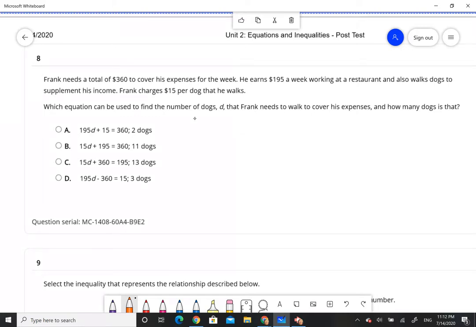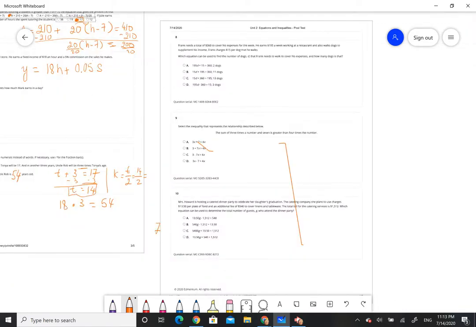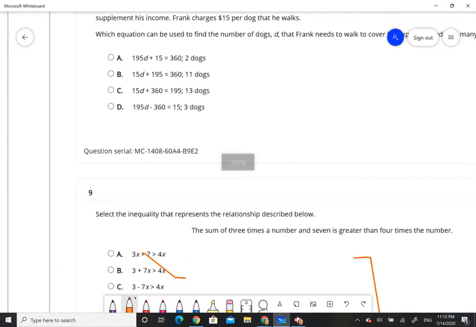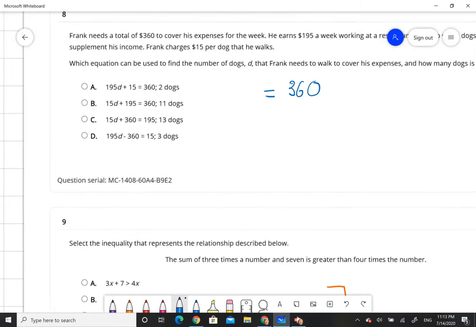Frank charges $15 per dog that he works. Which equation can be used to find the number of dogs D that Frank needs to work to cover his expenses, and how many dogs? Okay, so Frank needs a total of $360. That means it needs to be equal to $360, right?